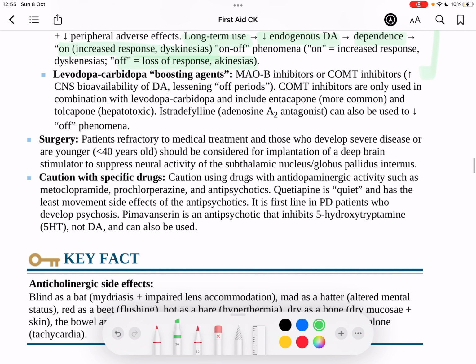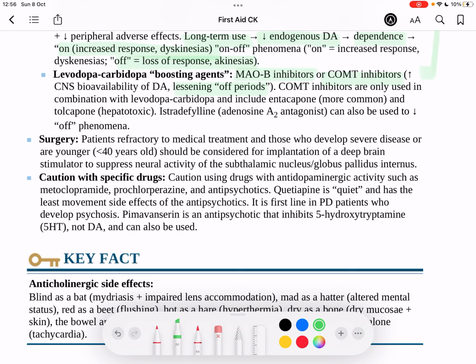So alongside our levodopa-carbidopa, we can give the boosting agents, okay? COMT inhibitors, monoamine oxidase B inhibitors, just to increase the amount of endogenous and available dopamine to decrease the off periods. So if you have a question, somebody's on levodopa-carbidopa, they describe these on-off periods, and they say, what medication would you give? We can say, I would give entacapone, for example, or I would give selegiline, for example.